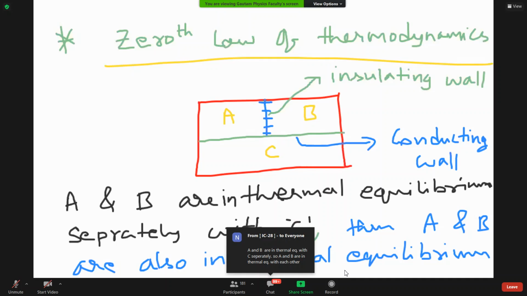So A और C का सेम टेम्परेचर है बेटा. B and C का भी सेम टेम्परेचर. A और C का और B and C का सेम टेम्परेचर है तो A and B को भी टेम्परेचर सेम ही होता. So A and C same temperature, B and C same temperature, then A and B are also having same temperature. That is zeroth law of thermodynamics. So nothing to get tensed.